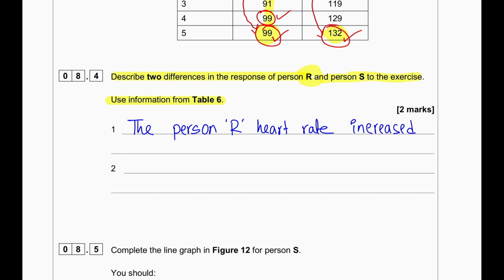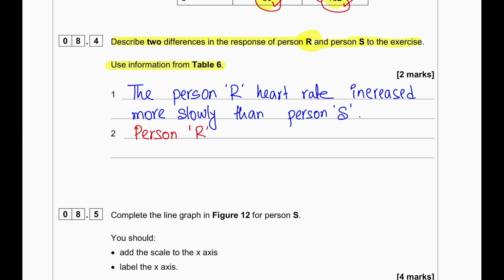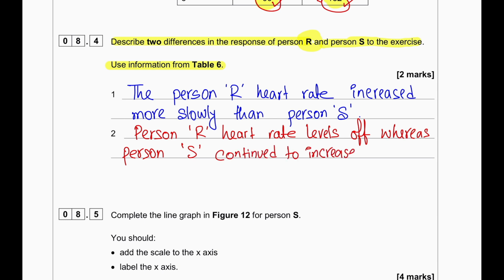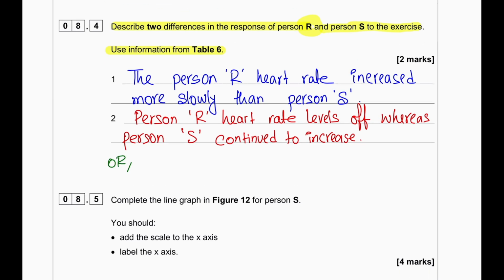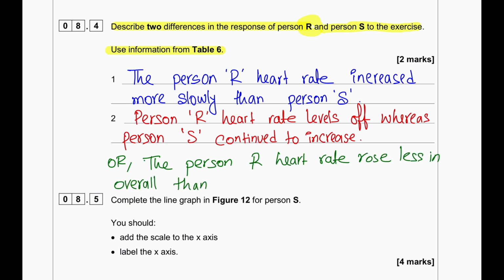Person R heart rate leveled off, whereas person S heart rate continued to increase. As we can see for person R, it levels off at 4 minutes and stays that way. However, in person S, it keeps on increasing. And the third comment that we can make for the description is that person R heart rate rose less after 5 minutes compared to that of S.